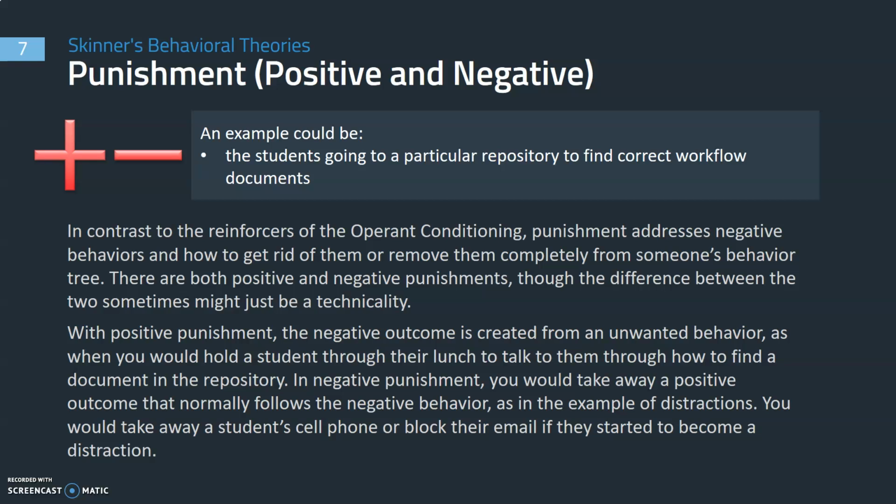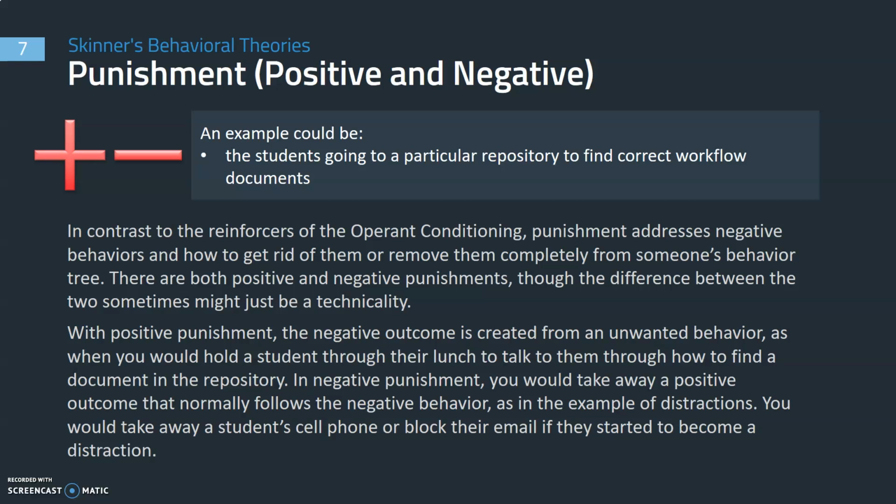With positive punishment, a negative outcome is created from an unwanted behavior, as when you would hold a student through their lunch to talk them through how to find a document in that repository, right? They haven't displayed that behavior of going to get the workflow document, so I'm going to hold them at lunchtime when they'd rather go have lunch by themselves or with a colleague. Instead, they're stuck with me teaching them how to get this document. They're most likely not going to repeat that behavior so that they don't have to have this punishment.